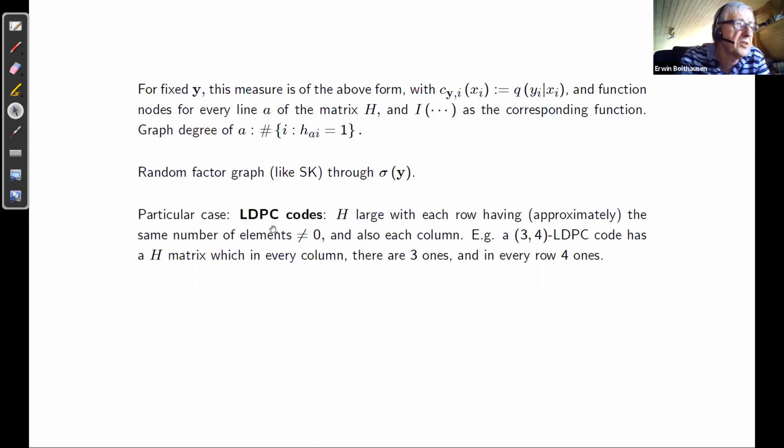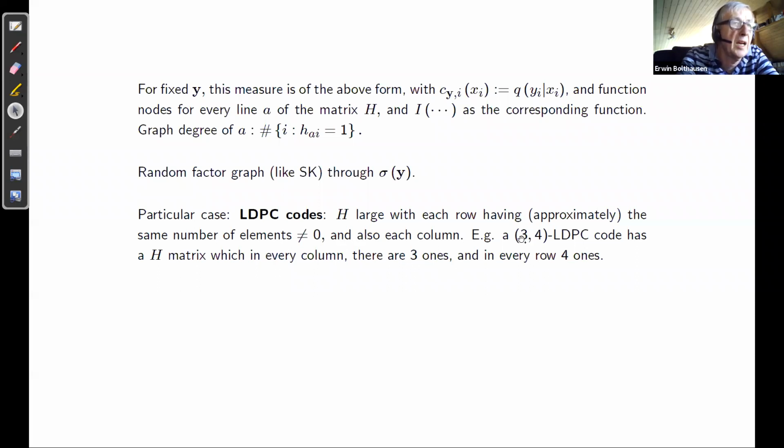Now, a particular case, and I guess the case where belief propagation first came up, is the LDPC code, LDPC standing for low density parity check codes, which are now very popular in the communication business. One typically has an H matrix which is pretty large, though it still has to be practical for implementation, but the number of ones in this matrix is sparse. What you do is take every row with the same number of ones, and every column with the same number of ones.